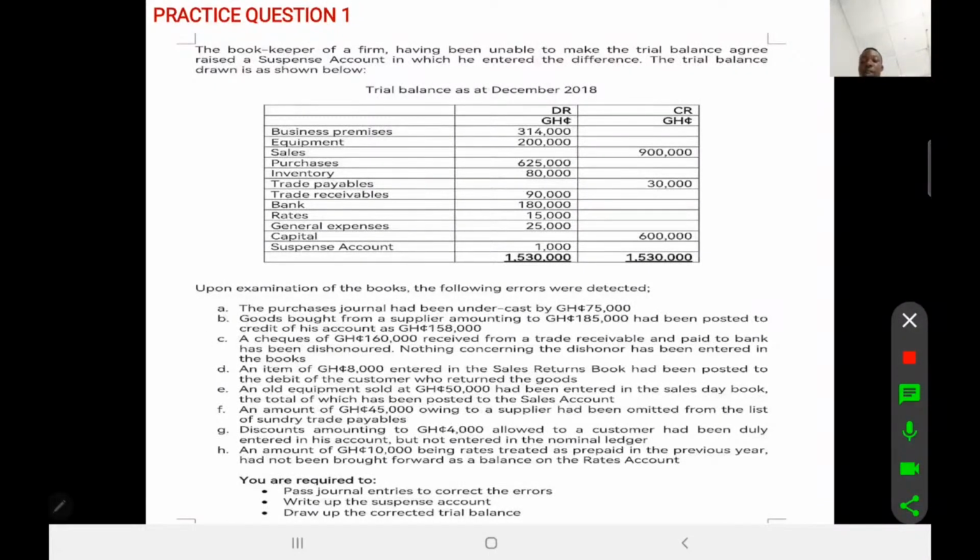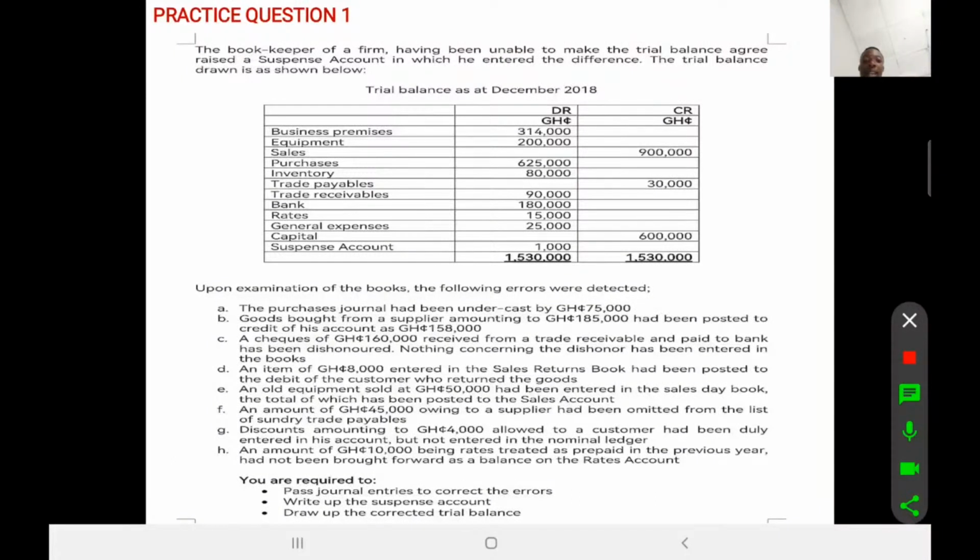So let's start with the first transaction. It says, upon examination of the books, the following errors were detected. A, the purchase journal had been undercast by 75,000. So how do you correct this error?